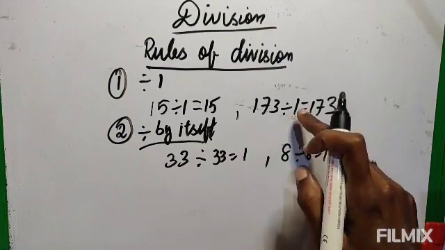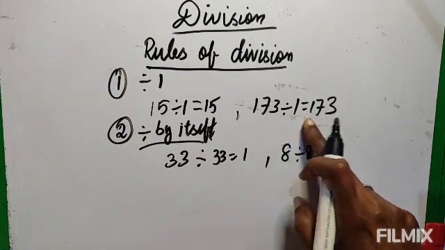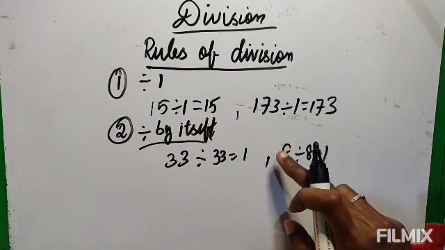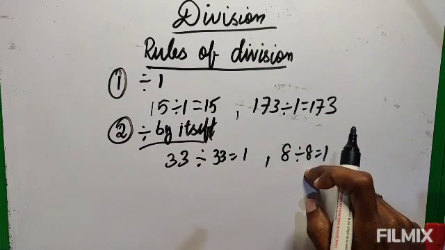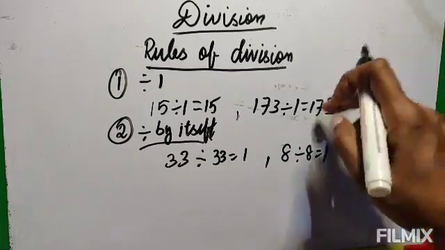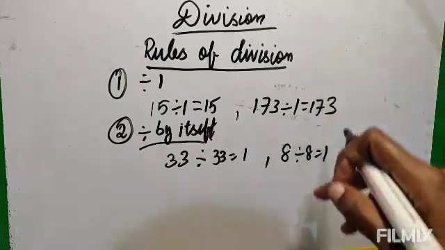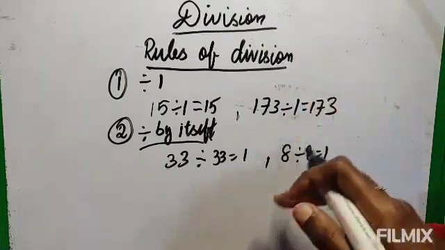So you see the difference. If you divide any number by 1, the quotient is the number itself. If you divide the number by itself, the quotient is 1. So these two are just opposite. Don't be confused. You can look and do.